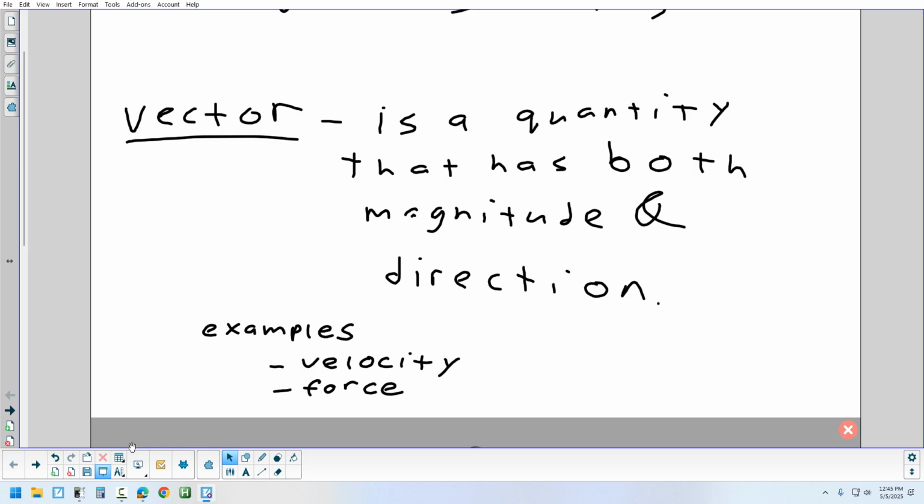In physics we learned about this, but what's the one that doesn't have direction? Something that doesn't have a direction, like a quantity with no direction. Maybe a scalar? Yes, that's what it is, scalar. Yep.